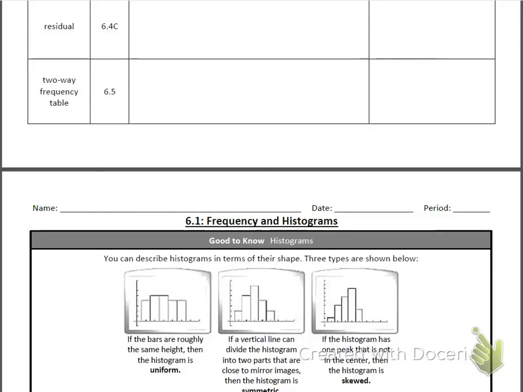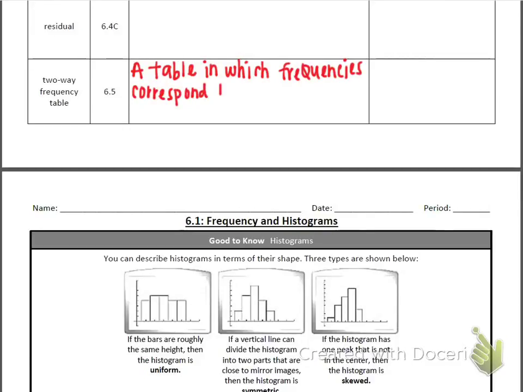It's a table in which the frequency, meaning the number of times it shows up, in which frequencies correspond to two variables. Hence the two-way frequency table.